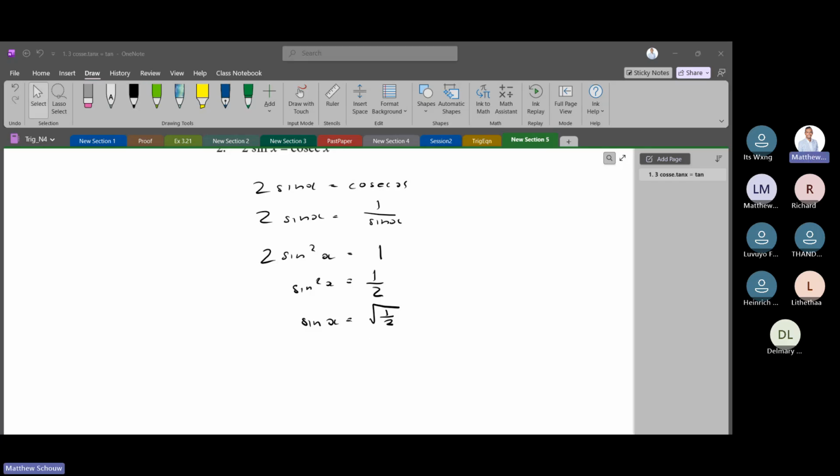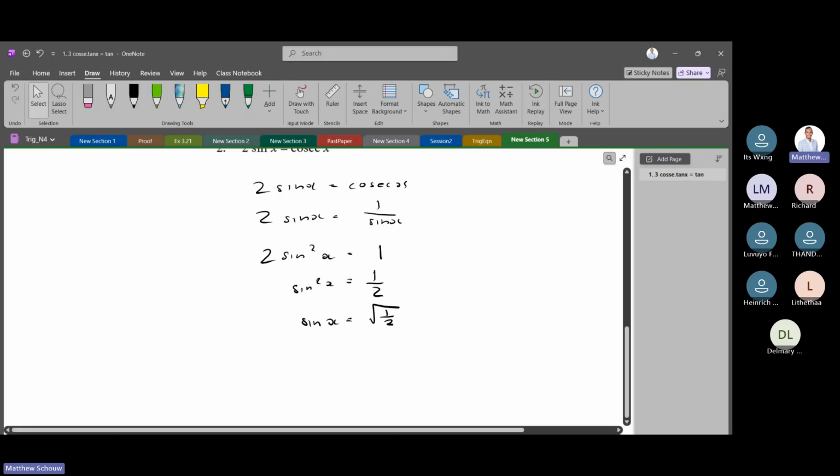Right? That seems like a familiar number to me. Yeah, root of... Yes, which is the same as 1 over root 2. Something like that. Yeah.